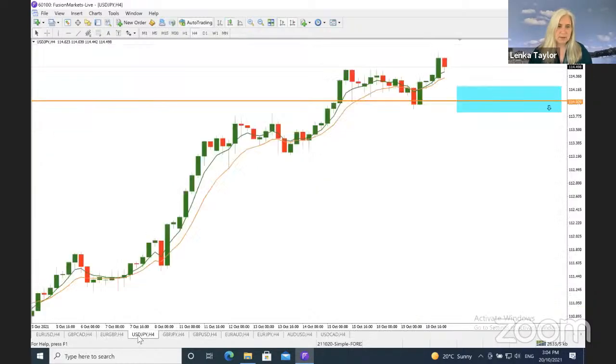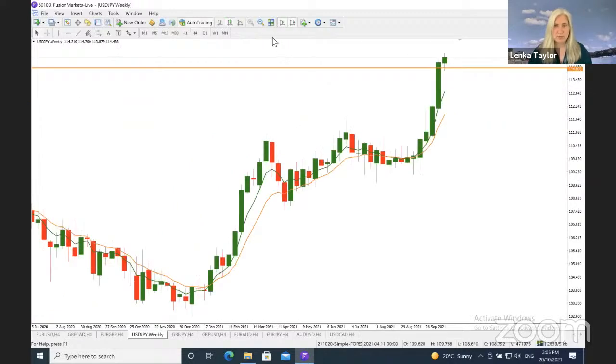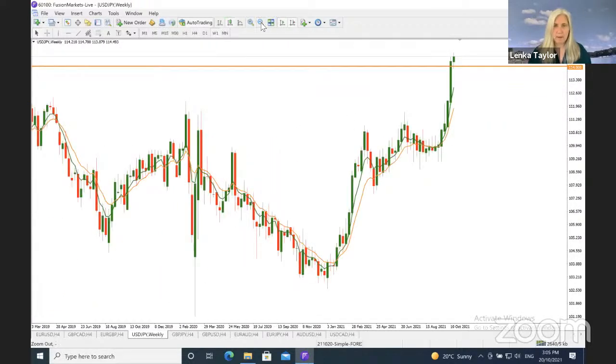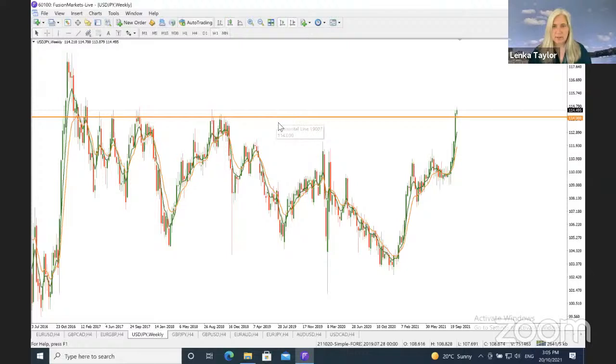The next currency pair I'm looking at is USDJPY. USDJPY, I'm looking for a short. So on the weekly, we are now at that next level of the horizontal at 114. We have so far one close above and another bullish candle there.